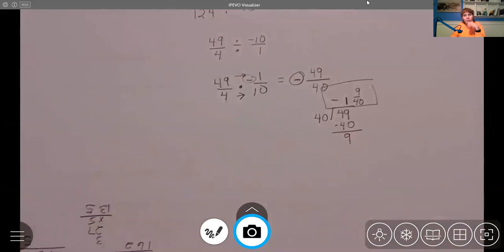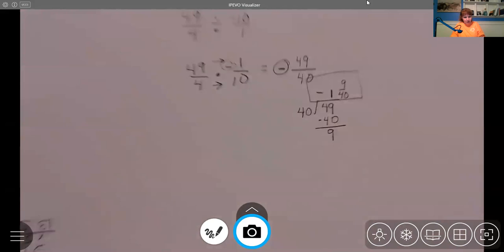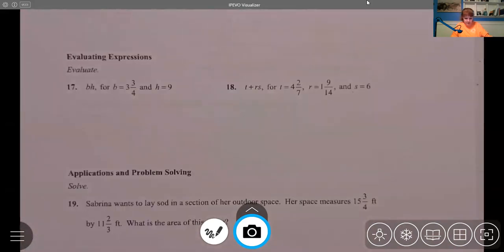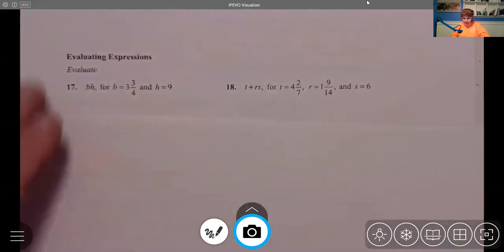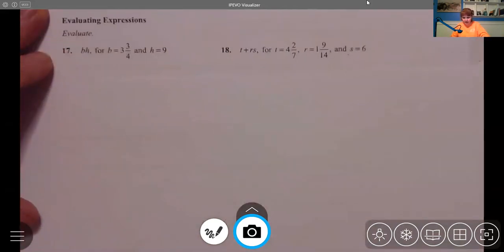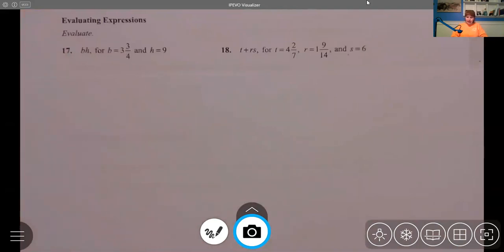So that's kind of a brief overview of how you multiply and divide using mixed numerals, which really isn't too bad. They're very similar to just multiplying and dividing fractions. Just remember to reduce, and you don't have to have a common denominator, which is nice. We're going to add a couple of steps now.